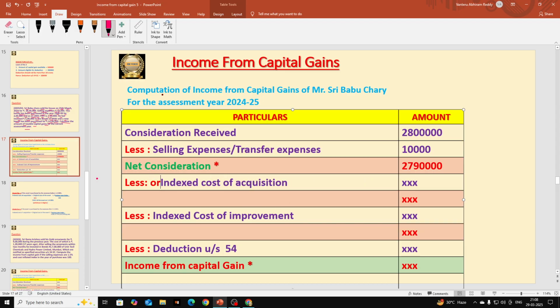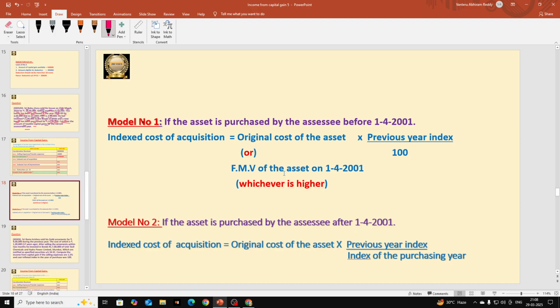So I removed that cost of acquisition. And do they give indexed cost of acquisition in the question? No, they don't give. We have to calculate. There are two important formulas that we have. Any one we are going to select, and we are going to calculate indexed cost of acquisition. Model 1 is if the asset is purchased by the assessee before 1-4-2001. In this problem, the assessee purchased that house in the year 1998-99. So that is falling before 1-4-2001. We are going to take model 1 only. Model 2 is not required for us.